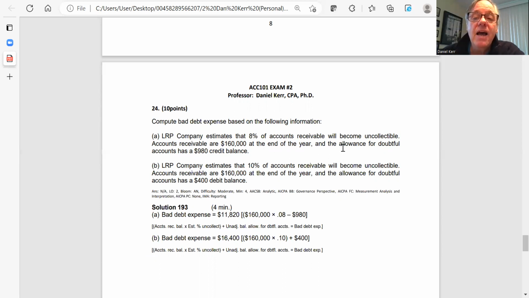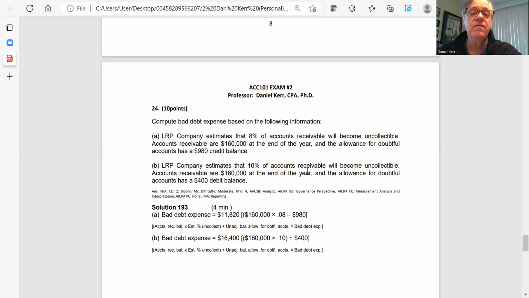But there is an allowance. The allowance for doubtful accounts has a credit balance of 980. So it's 160,000 times 8% is 12,800. Subtract out the 980, and you get 11,820 right here.